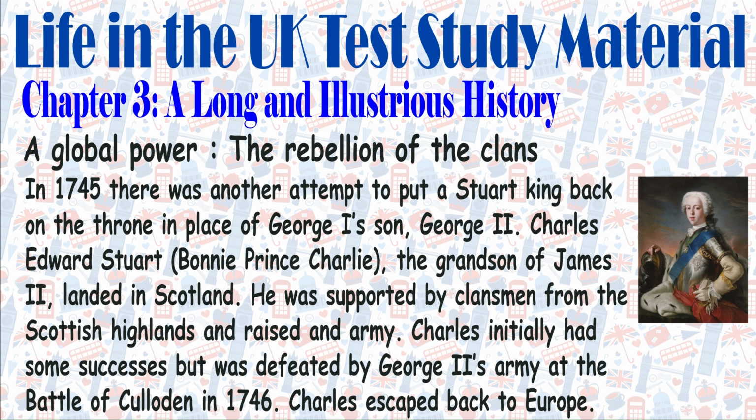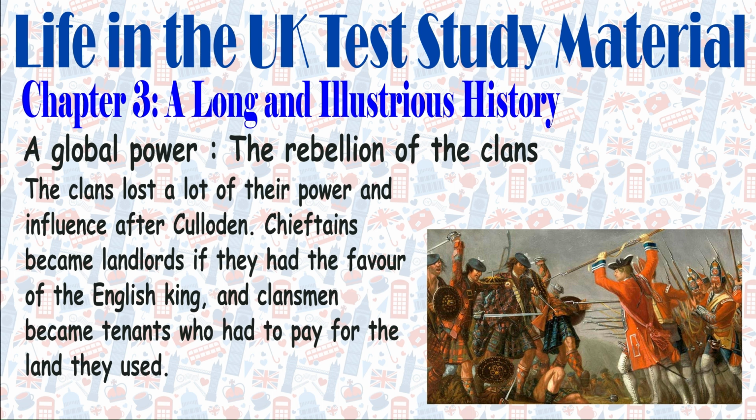The Rebellion of the Clans. In 1745 there was another attempt to put a Stuart king back on the throne in place of George I's son, George II. Charles Edward Stuart, Bonnie Prince Charlie, the grandson of James II, landed in Scotland. He was supported by clansmen from the Scottish Highlands and raised an army. Charles initially had some successes but was defeated by George II's army at the Battle of Culloden in 1746. Charles escaped back to Europe.